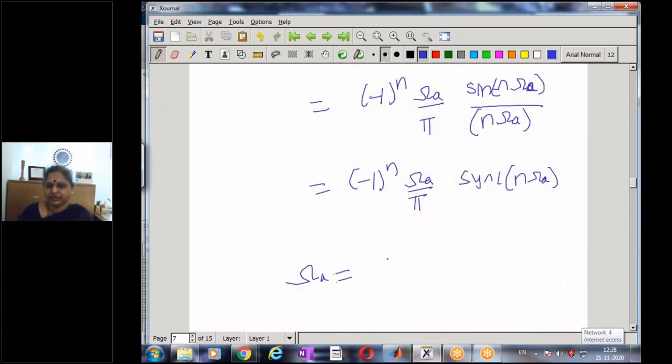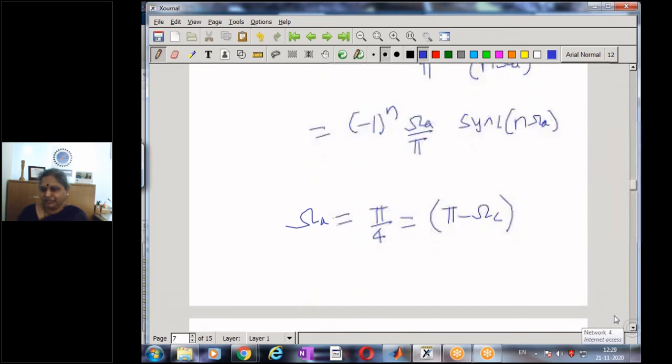Omega a is pi by 4. And what is pi by 4? My actual omega c is minus omega c. So my omega c, the cutoff frequency, was given as 0.75 pi, and hence my omega a now becomes pi minus 0.75 pi, that is nothing but 0.25 pi. So this is what I have, and now I can compute the value.